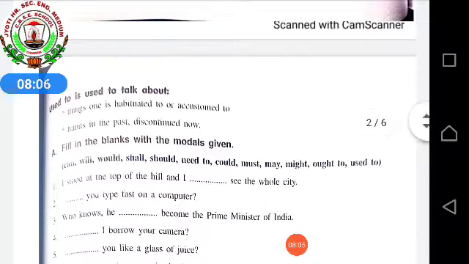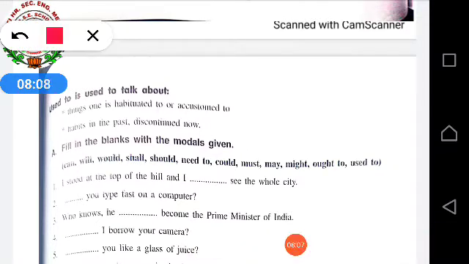Used to is used to talk about, when we are using used to, when we are talking about what? Things one is habituated to or accustomed to. And second, habits in the past discontinued now. Like I told you in the previous one, earlier also I told you one example. I used to swim. That means the habit I was doing in the past and now I am not doing. Or else I am used to having alcohol. That means I am habituated. I cannot live without it. So that is the example.